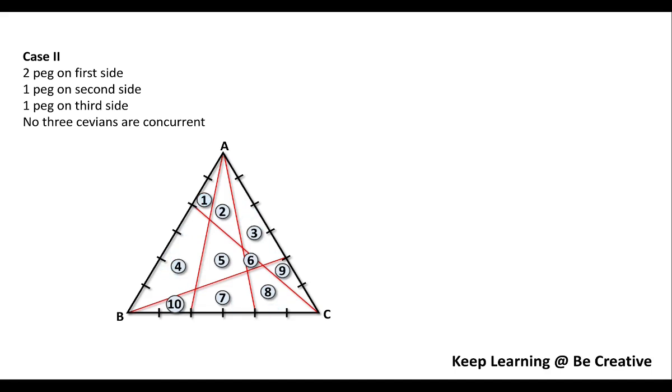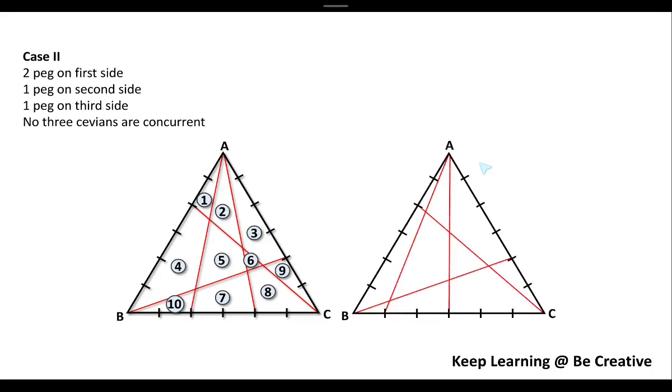So we don't have to consider this case because we need exactly 9 regions. Let us take another way. If we select 2 points on the side BC, one on AB and one on AC, in this case again we are going to get 10 divisions. Here you can see 1, 2, 3, 4, 5, 6, 7, 8, 9 and 10. So we are not going to consider this case.